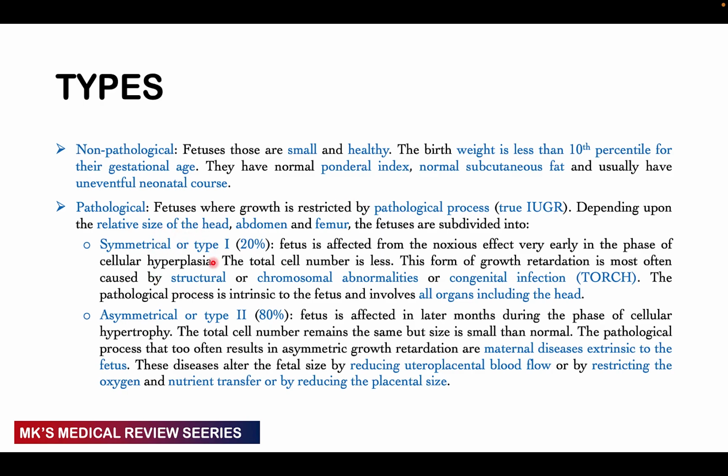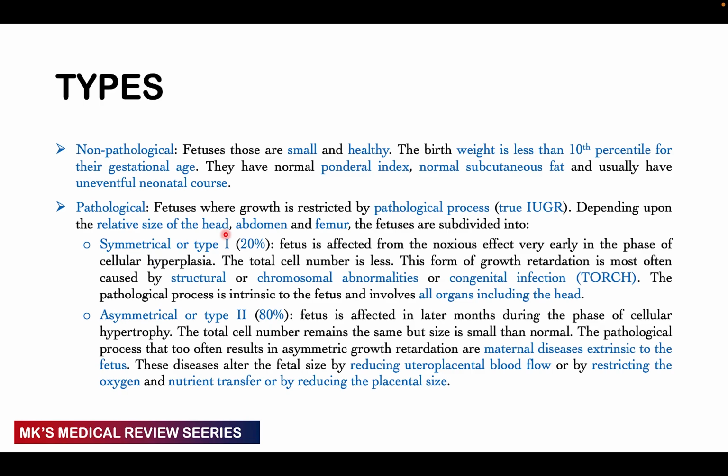So we have our symmetrical or type 1, which accounts for 20%. These fetuses are going to have injurious stimuli occurring very early in the phase of cellular hyperplasia during the pregnancy. So the total number of cells is actually going to be less than usual.